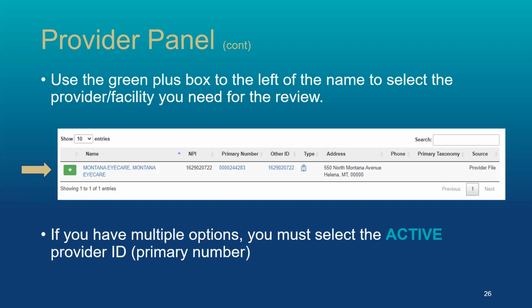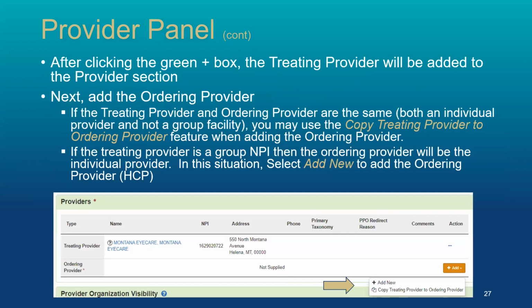And so if you get in here and you search by the NPI number and you have multiple options, then what you want to make sure you're doing is looking at this primary number. This is your Medicaid provider ID number, and you want to make sure that you are picking the one that is active. Unfortunately, we also have the inactive ones that are on those files. We don't have a way to kind of weed those out. So you want to make sure that you're picking the one that is current and active. If you put in your NPI and only one shows up, great. You click the green plus button and add it to your request.